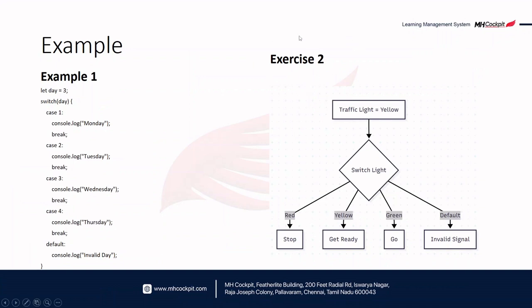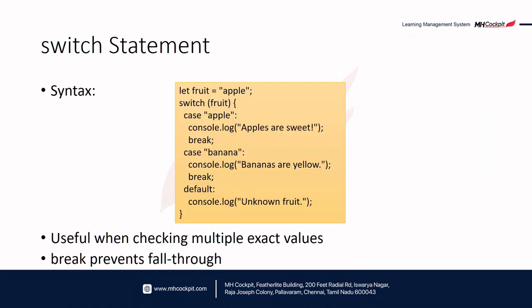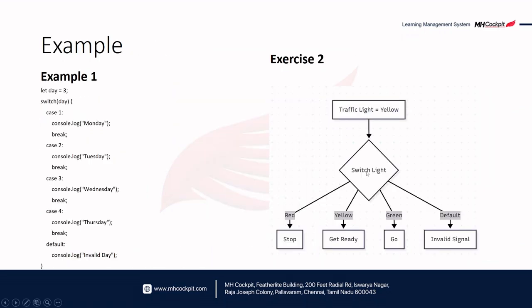Fine. So now the next exercise. Try this exercise, exercise 2. Here traffic light is equal to yellow. That is, I am initializing traffic light as yellow. Then 4 cases are there. If it is red, what do I have to do? If it is yellow, what do I have to do? Green, what do I have to do? And default is invalid signal. So this is the flowchart for this. What you have to do is try to write this exercise. Already I have given one exercise, the temperature exercise for the if-else, if-else-if statements. Then the second exercise is the switch case statement, right?